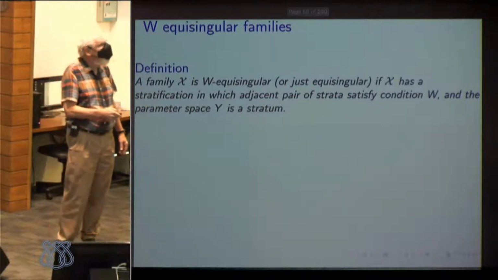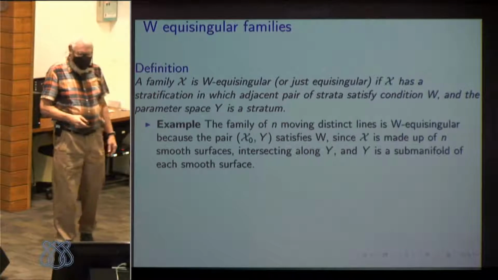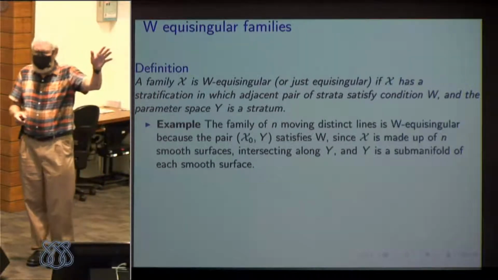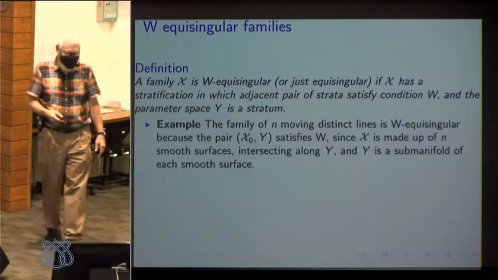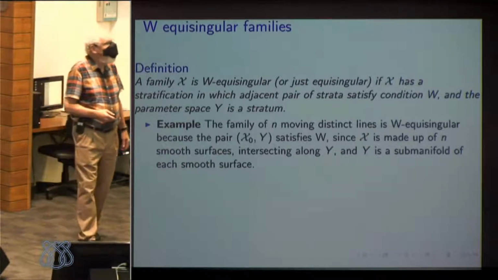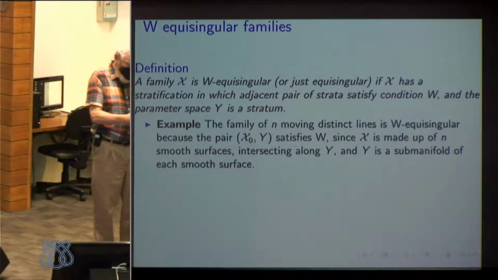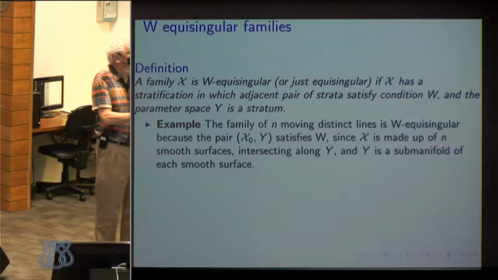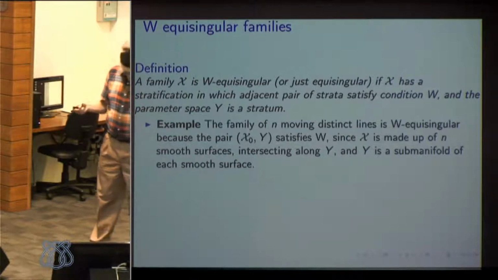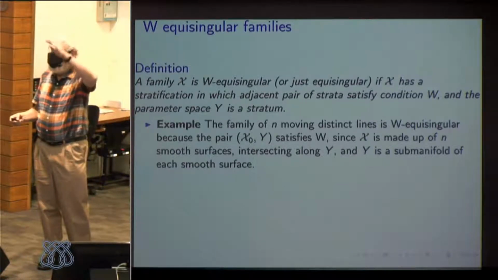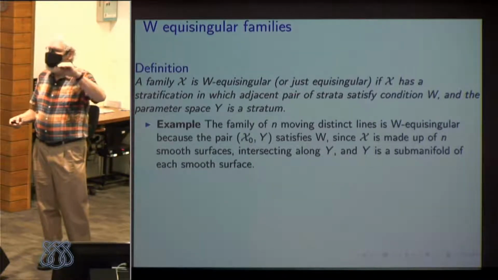Example. If we have not just 4, but n distinct moving lines in the plane, then this is going to be W equisingular. Why? Well, the idea is that X is made up of n smooth surfaces. We saw that in the picture for 4 lines. We saw there were 4 surfaces that intersected on Y.